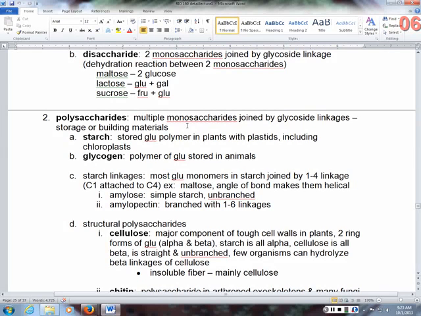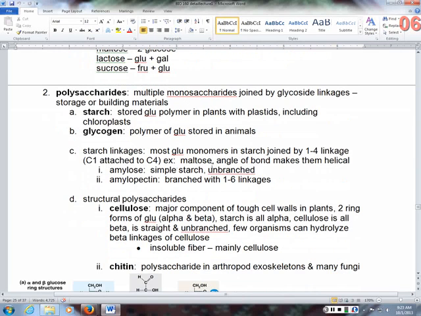In the starch linkages, most of the glucose monomers are going to be joined by a 1,4 linkage. It means carbon 1 is attached to carbon 4. An example would be maltose, and they'll tend to end up being helical because of the angle of the bond. So amylose is a simple starch, it's unbranched. Amylopectin is a little bit more complicated. It's got 1,6 linkages, and it's branched, so it will have some little branches that form off of it.